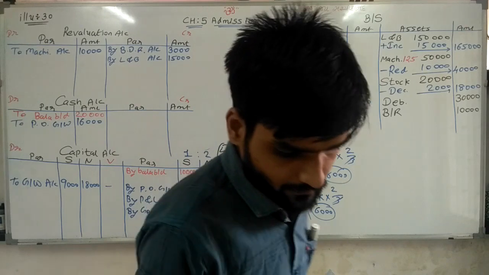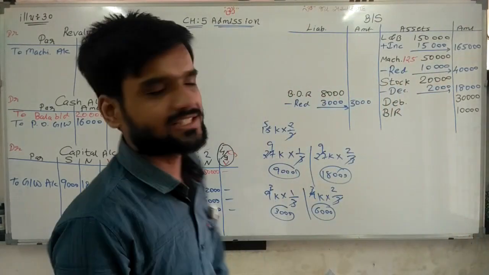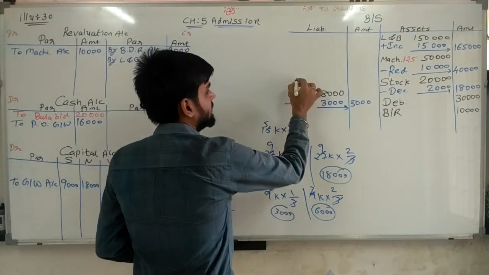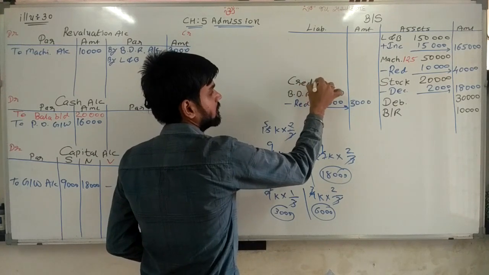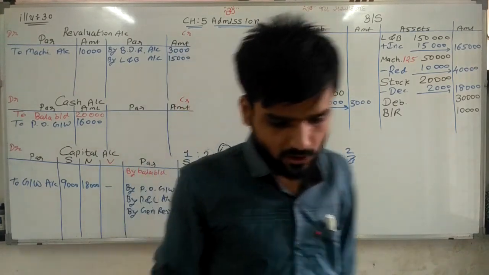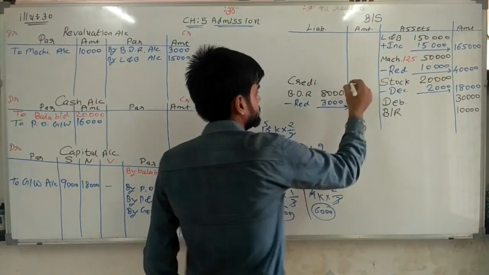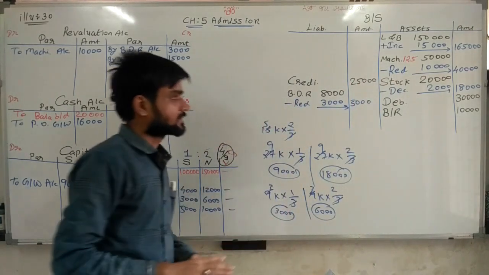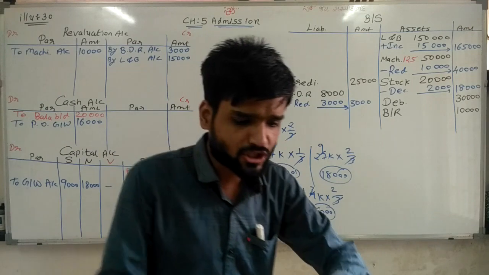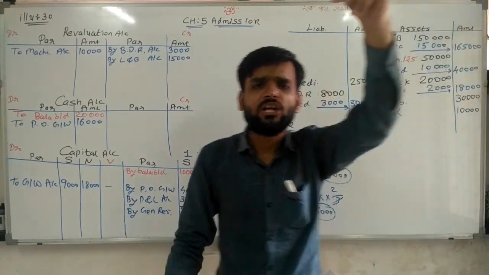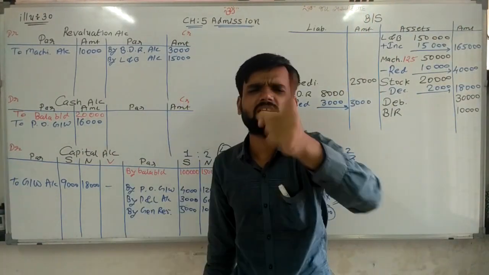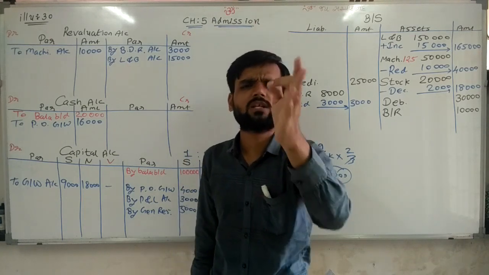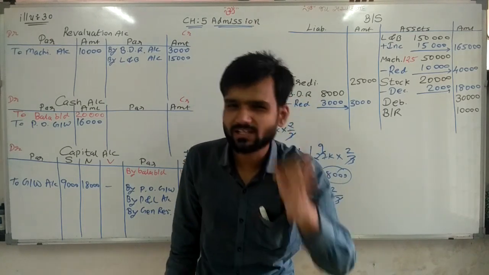Going ahead. Creditors. Sir, creditors is my liability that we have to write as it is. There is no change given. So creditors 25,000. Now, sir, the balance sheet is also completed. In the full sum, only one thing is remaining. Only one thing. What is it?